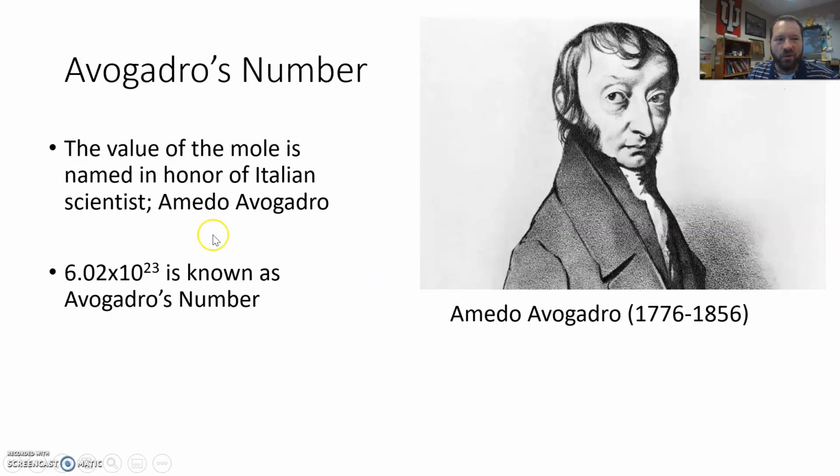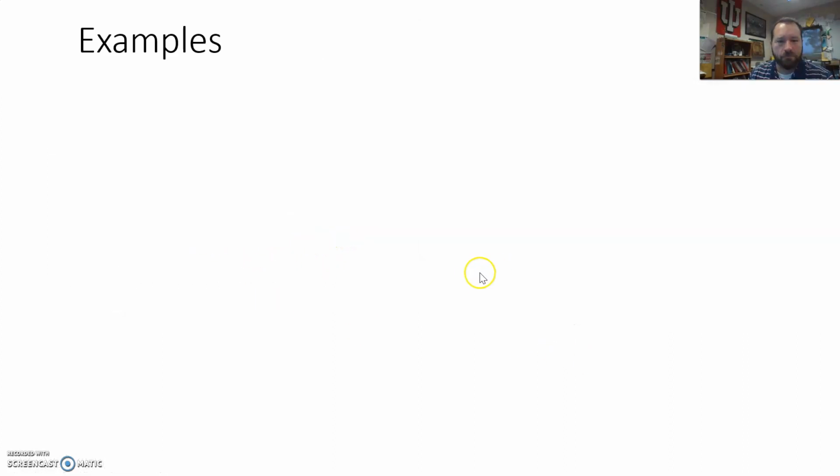Just a quick side note here. The value of the mole, that 6.02 times 10 to the 23rd, is named in honor of an Italian scientist, Amedeo Avogadro. Avogadro did a lot of work with molecules, especially gas molecules. We'll learn more about him when we get to our gas unit later in the year.